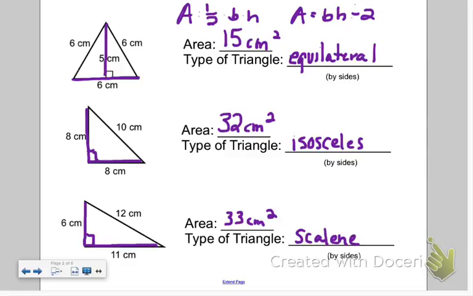So now we're going to talk about why you need to know what kind of triangle it is, whether you have equilateral, all the sides being the same, whether you have isosceles, 2 of the sides being the same, or whether you have scalene, where none of the sides are the same.